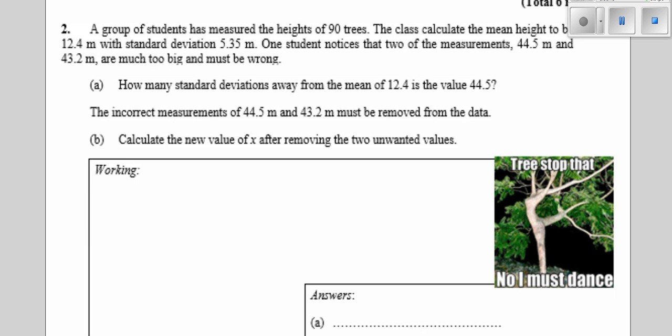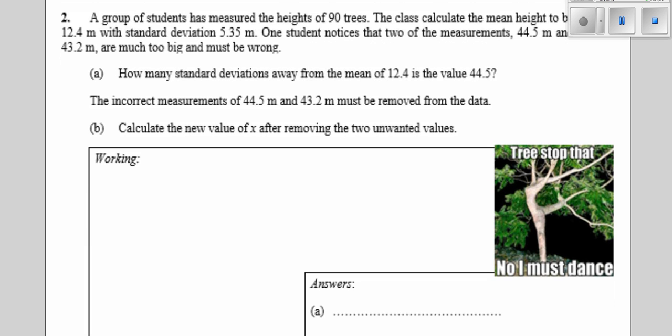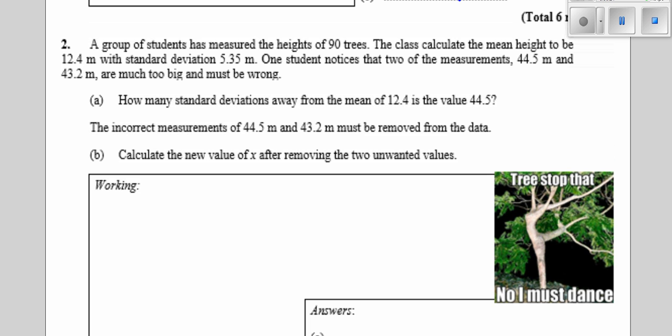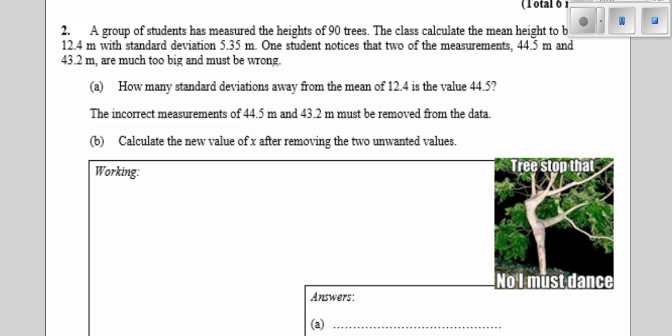Okay, so number 2 is a bit more problem solving. A group of students had measured the heights of 90 trees. That's good to remember, so there were 90 numbers in total. The class calculated the mean height to be 12.4 and the standard deviation to be 5.35. One student notices that the two measurements, 44.5 and 43.2, are much too big and must be wrong. They could be errors. How many standard deviations away from the mean of 12.4 was 44.5?